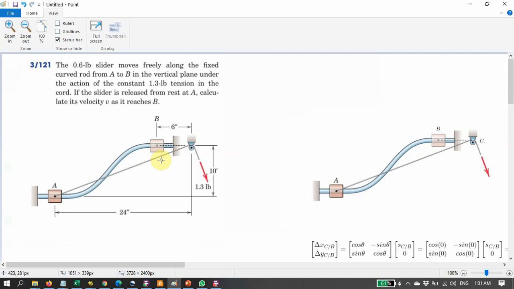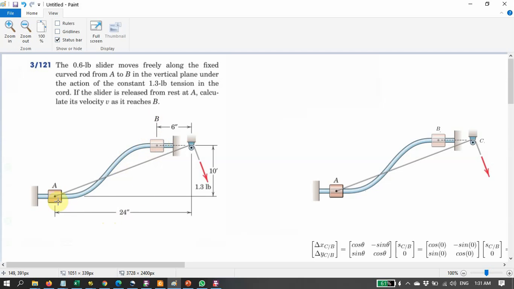If the slider is released from rest, meaning that here the velocity is zero, our engineering problem is to calculate its velocity v as it reaches B, right here.